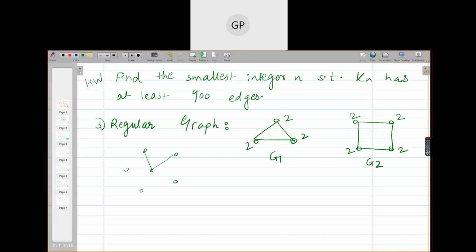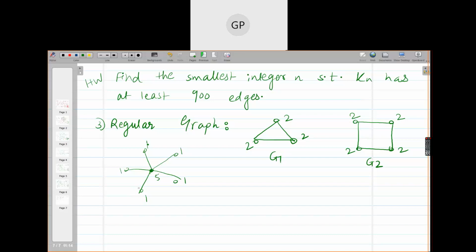If I draw this graph, tell me what is the degree of this vertex where my pointer is? 1, 1, 1, 1, 1. But what is the degree of this middle, central vertex? 5. So is it a regular graph? Degree of each vertex is not the same.